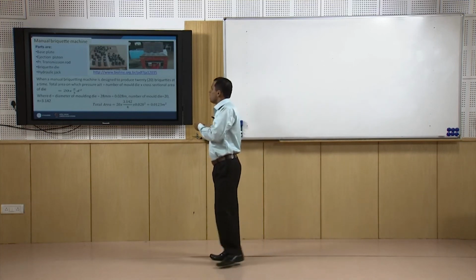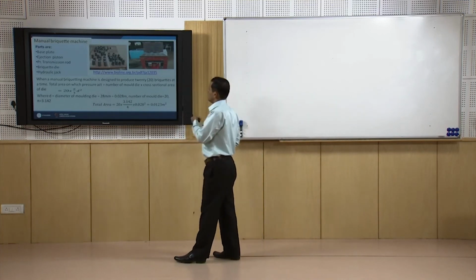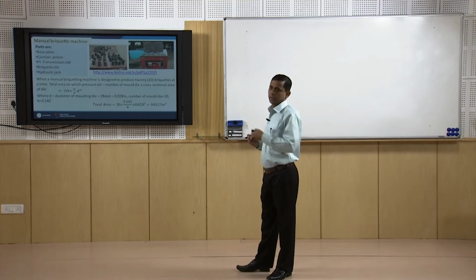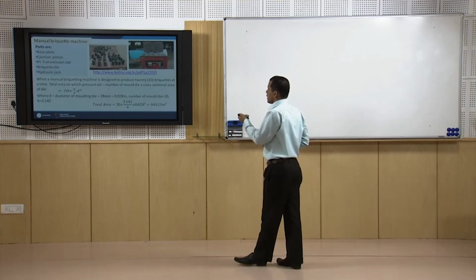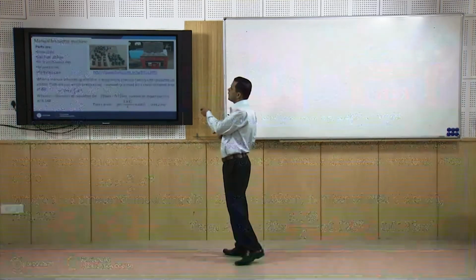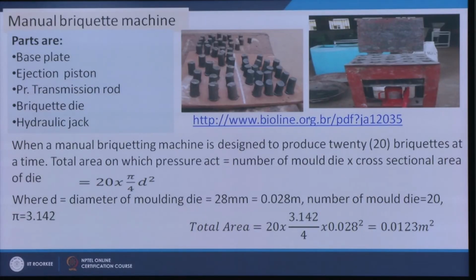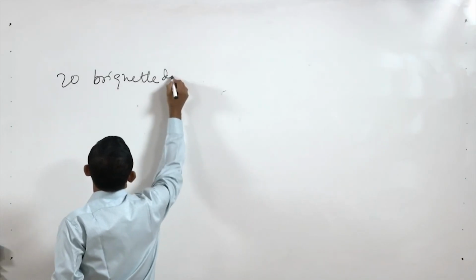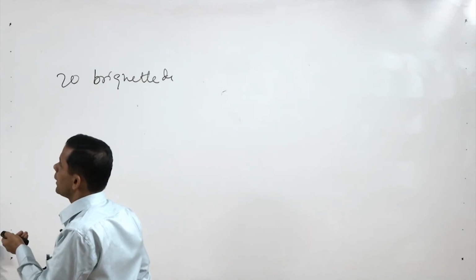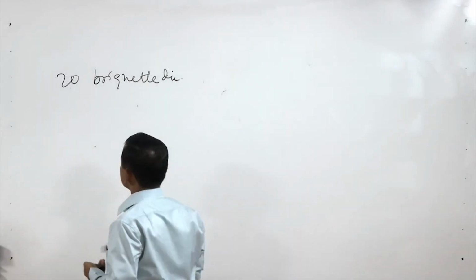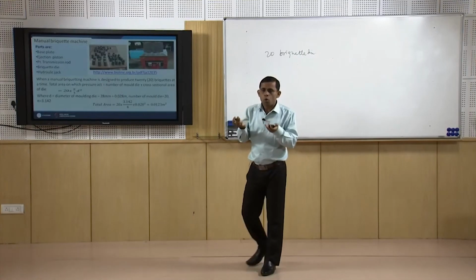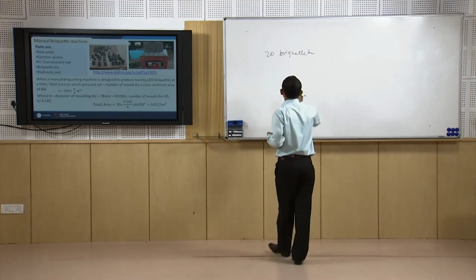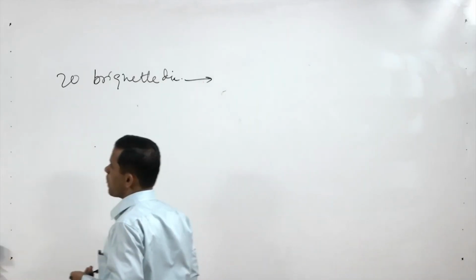Now, we will see how much energy will be consumed to generate a certain number of briquettes at a time. So, one example: if a manual briquetting machine has, say, 20 briquette dies, then how much force will it require, how much weight will it be lifting at a time? So, 20 briquette dies we are having.